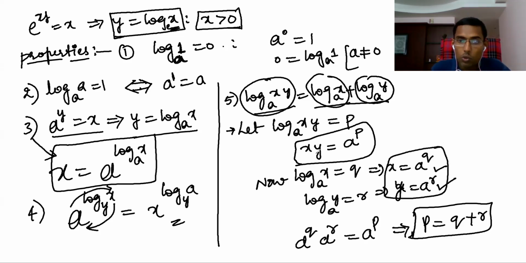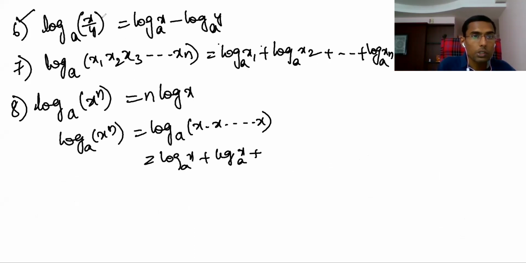Now you put x equal to a power q and y equal to a power r here, equal to a power p, na? That is what you get: a to the power of q plus r equals a power p, because powers you add. So p equals q plus r. Simply this means that. Similarly, for the division one, you take p, q, r, then you can prove p equals q minus r. From the fifth one, this one you can do the same way. That means when a product is there, you can add.